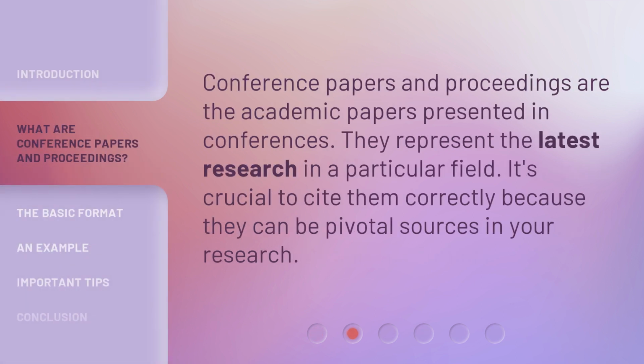Conference papers and proceedings are the academic papers presented in conferences. They represent the latest research in a particular field. It's crucial to cite them correctly because they can be pivotal sources in your research.